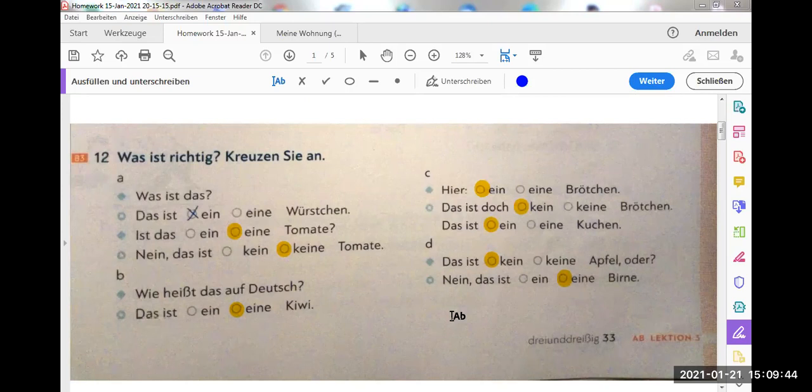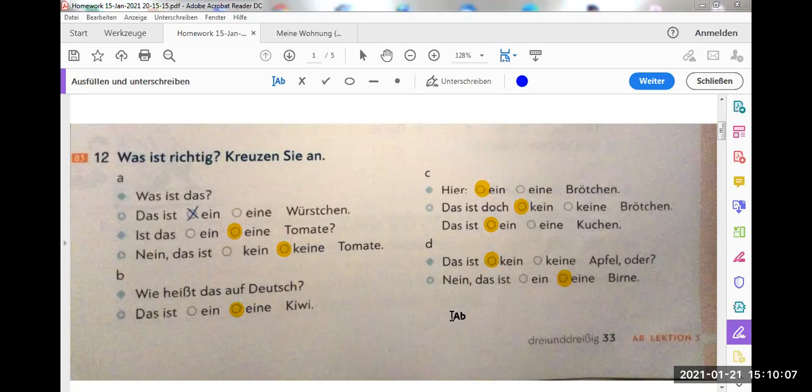Then B. No, just A. That's the last one. Wait, Zunga Nani, the last one. Pronunciation: keine. There's an E at the end. Pronounce the E. Okay, that is keine Tomate. Okay. Wunderbar.